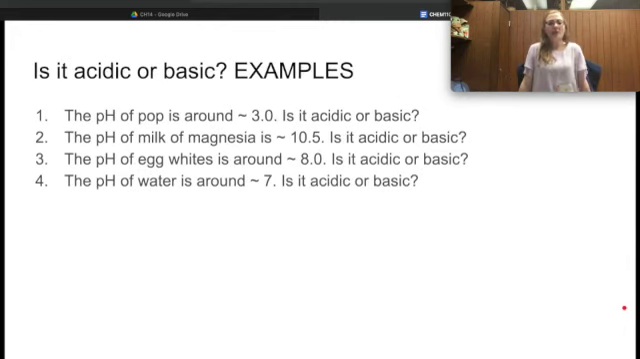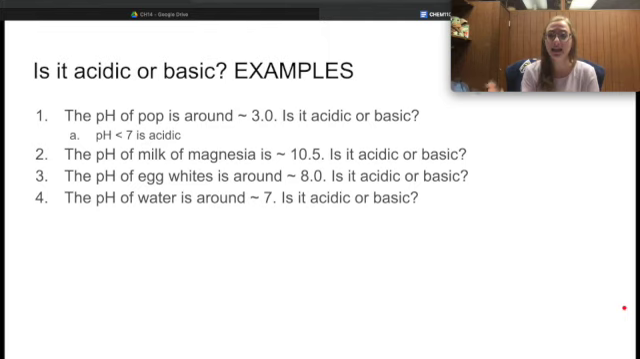So, a can of pop, my Mountain Dew from 7-Eleven this morning. A pH of pop is around 3.0. Is this going to be acidic or basic? Go ahead, submit your guesses in your head. That's going to be acidic. If the pH is less than 7, it's acidic. So 3 is less than 7, it's acidic.